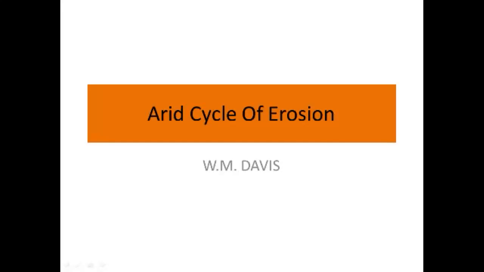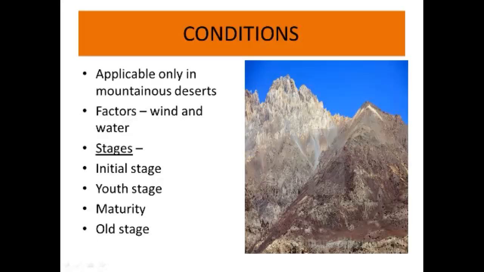Welcome to You Learn. In this video, we'll be learning about the arid cycle of erosion, which was postulated by W.M. Davis in 1905. He said this arid cycle of erosion is applicable only in mountainous deserts. Two factors are responsible for it: wind and water.